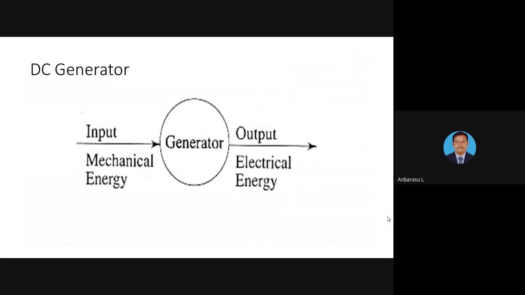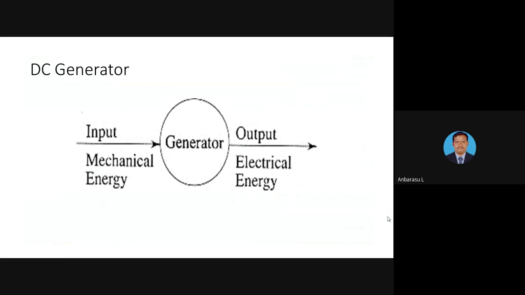First, what is meant by a DC generator? A generator is an electrical machine which converts mechanical power into electrical power. That is why it is called a generator. It is called a DC generator because it converts mechanical power into DC electrical power.